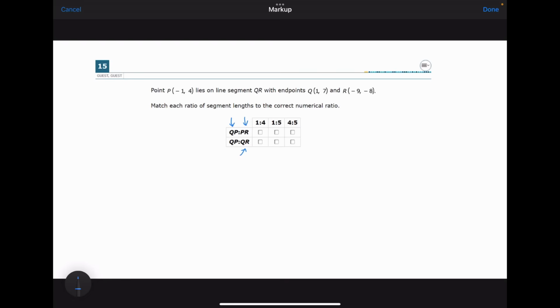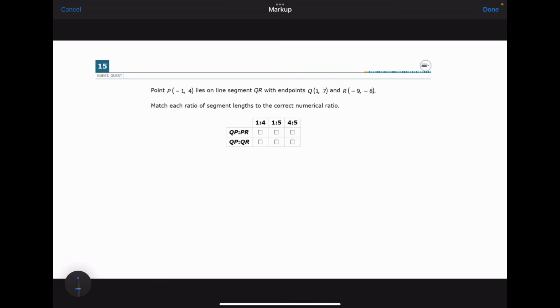And once we have those actual distances, we can then solve for the ratios, because each is just a distance represented by a number, and I can find the ratio, and then hopefully that ratio represents 1/4, 1/5, or 4/5. So let's get started by simply finding some of these distances.